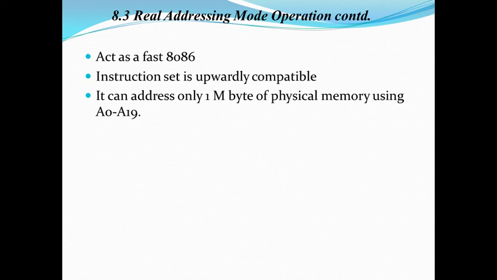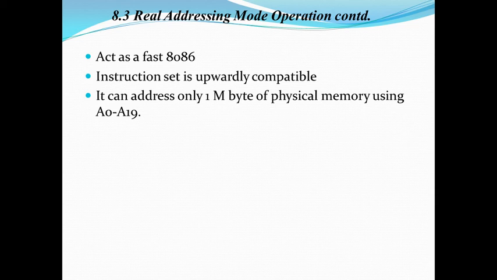In real address mode, while addressing the physical memory, the 80286 uses BHE bar along with A0 to A19. So the 20-bit physical address is again formed in the same way as that of the 8086. The contents of segment registers are used as segment base addresses. The other registers, depending upon the addressing mode, contain the offset addresses.